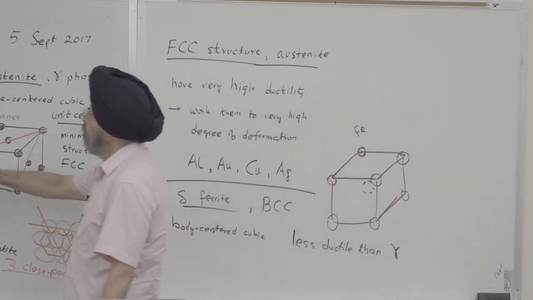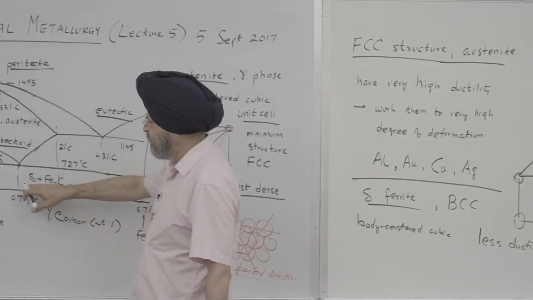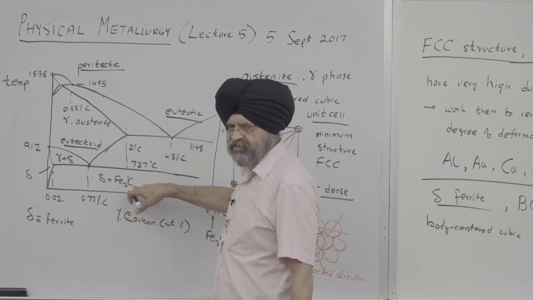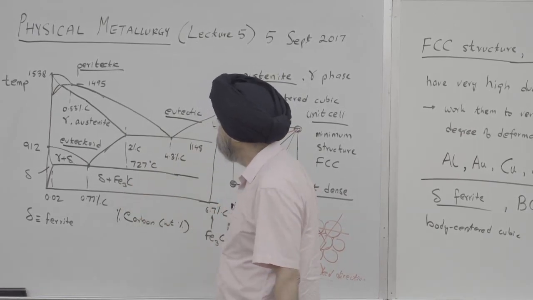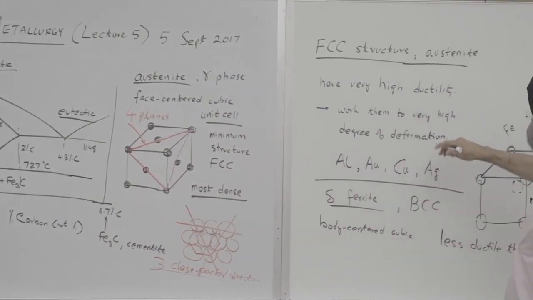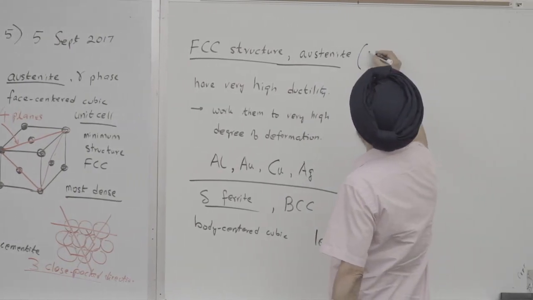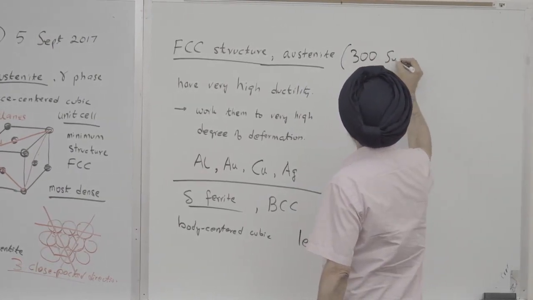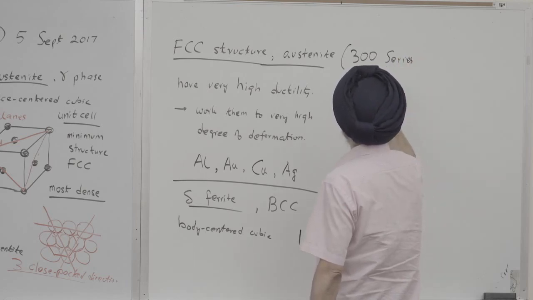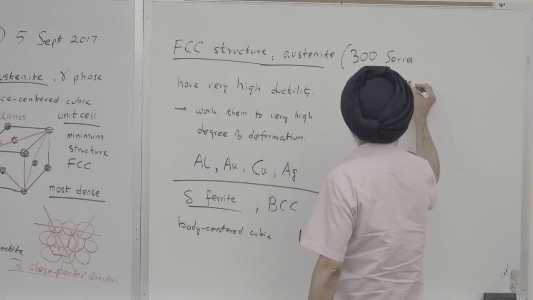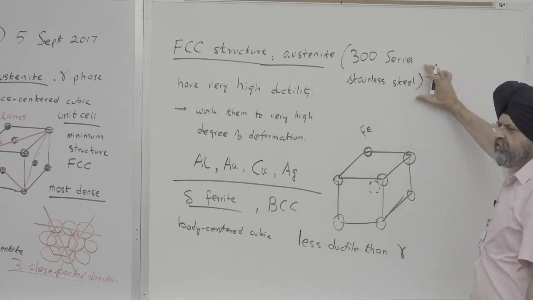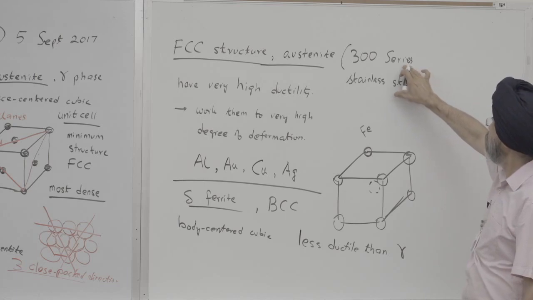So in our iron carbon diagram, we see at room temperature we have delta, which is not as ductile, and we have Fe3C, which is intermetallic, it's brittle. So that's where we end up. Now there's another very important alloy, which is FCC, and that is 300 series stainless steel. So we use a lot of stainless steel, 300 series. So this is austenitic stainless steel, and this is also FCC structure.